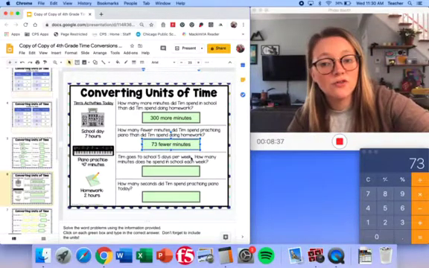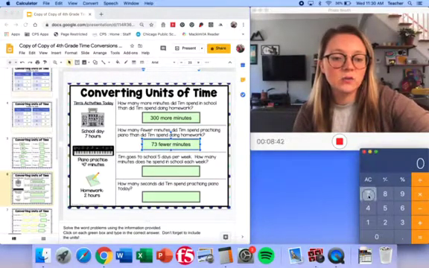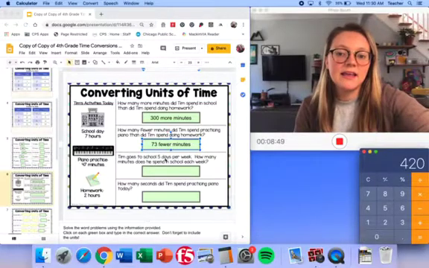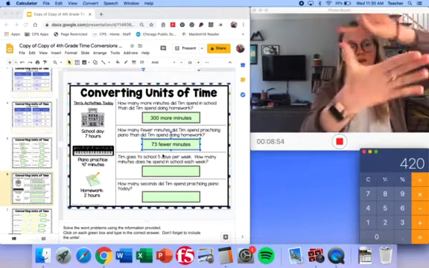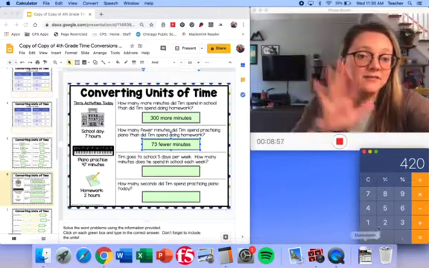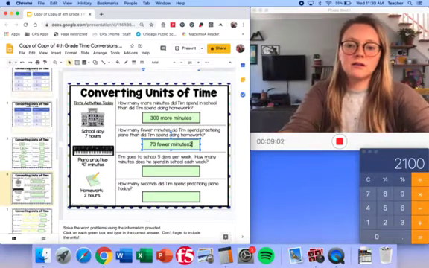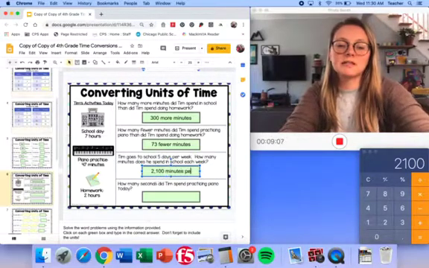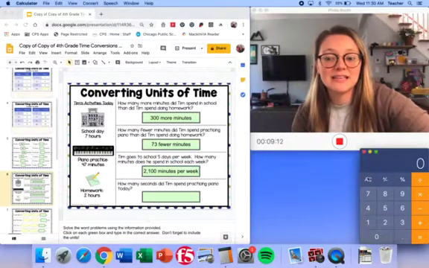Tim goes to school 5 days a week. How many minutes does he spend at school each week? So we remember each day is 7 hours times 60, so each day is 420 minutes. Then he goes 5 days, so 420, 420, 420, 420, 420. So I'm going to multiply it by 5 because that's how many days. And I get 2,100 minutes per week.